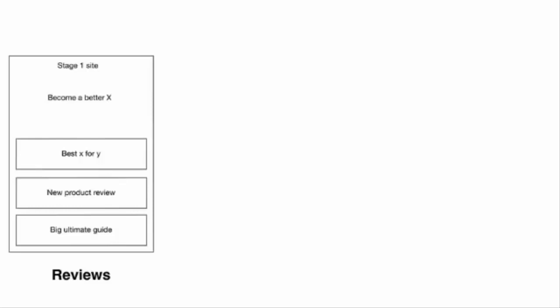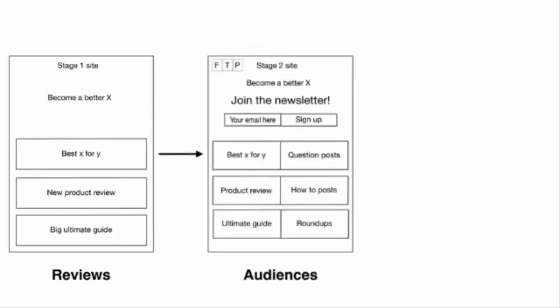Then once that is going, we actually build the second stage of the site, which is where we start building audiences. And you can see in that case, I've added some social buttons on the top, the Facebook, Twitter, Pinterest buttons. They're not very illustrative, but it gives you an idea that we are getting more social networks in stage two. And we are also starting to collect emails. You can see that the join the newsletter is here. You can see also the types of content has evolved towards more information as well. So at the beginning, it was very commercial oriented: best X for Y, product reviews and ultimate guides. And this time we've added question posts and how-to posts and roundups and curation. All the kind of shareable content you probably read from blogs. That comes in stage two.